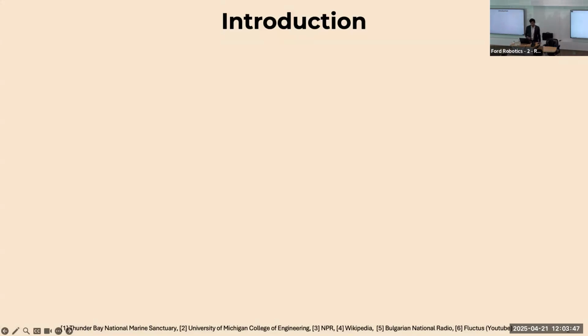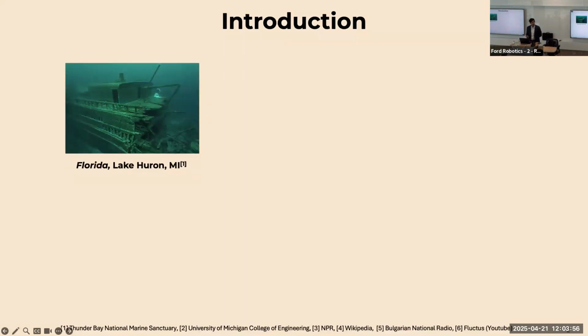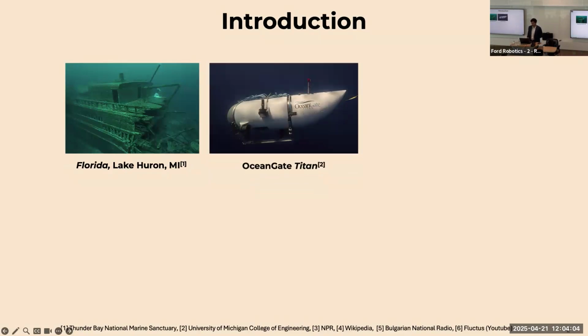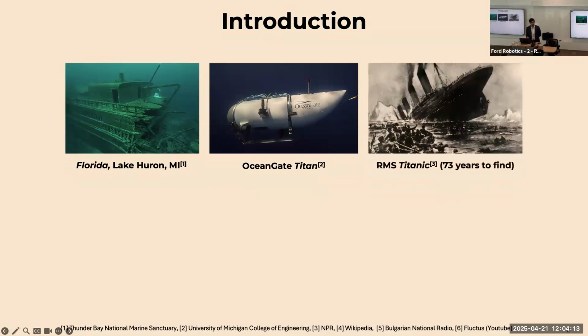Okay, so the process of finding and inspecting submerged objects is very challenging due to the vastness and hostility of the ocean. From the marine archaeology side, we have shipwrecks, like those right in our own backyard in Michigan, that hold significant cultural and historical value. Search and rescue applications are also an important application area. For example, the OceanGate Titan submersible, which experienced a catastrophic decompression a few years ago, ironically while visiting another maritime disaster, the wreck of the RMS Titanic.